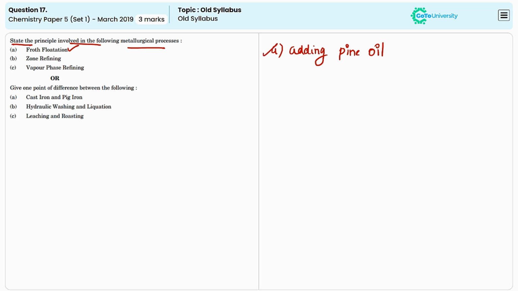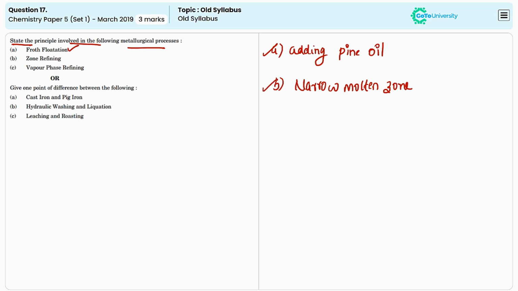The second one is zone refining. This is another purification technique for metals or semiconductors where a narrow molten zone is moved along the material and it will cause the impurities to concentrate in one end, leaving a purer material behind.